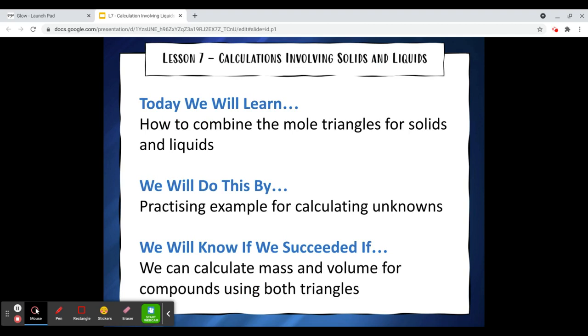So we wanted to learn how to combine the mole triangles for solids and liquids. We've practiced a couple of examples. Hopefully, if you manage to get all of the questions correct, then you can successfully calculate mass and volume for compounds using both triangles.